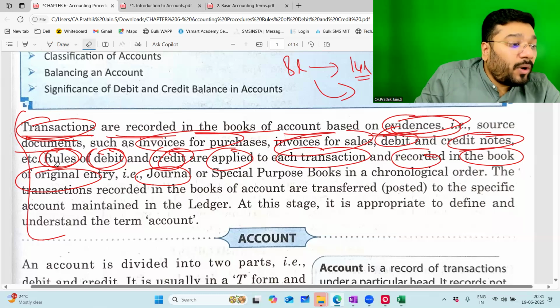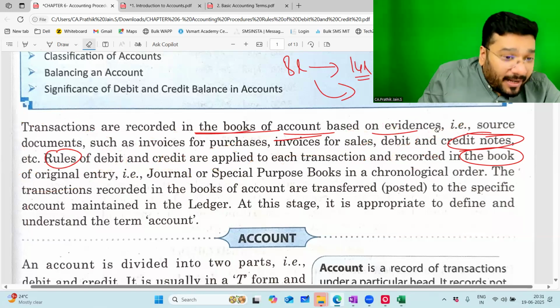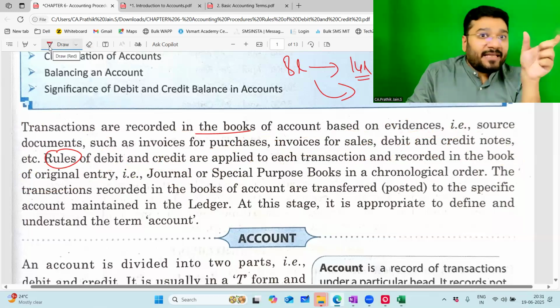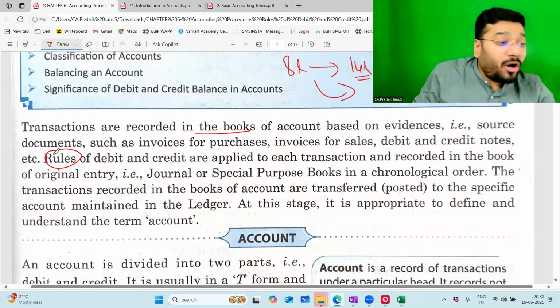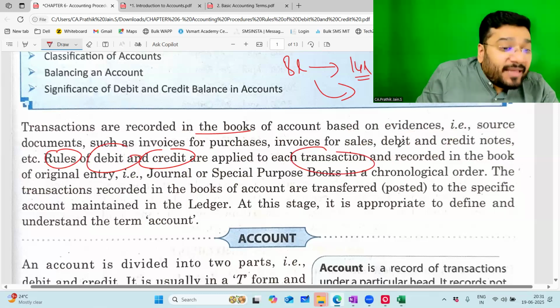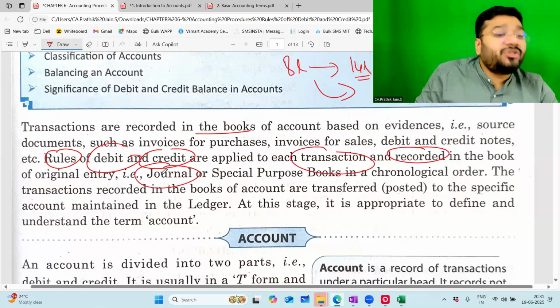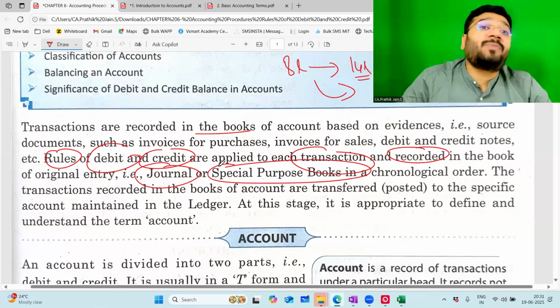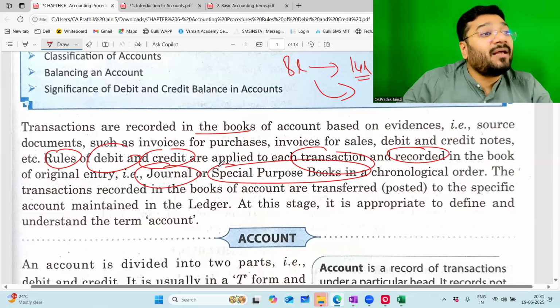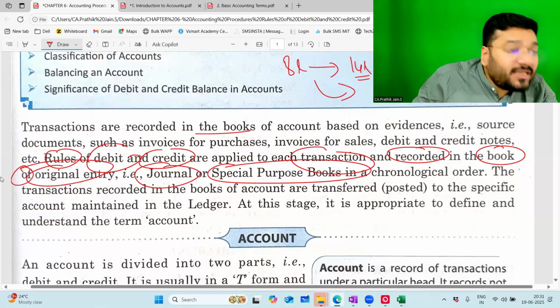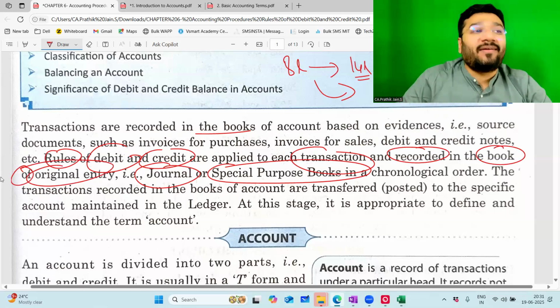Now, what is this paragraph saying? In the transaction, identify the accounts. Classify the nature of accounts. Apply the rule of debit and credit on each transaction so that we can record them in a book called the journal or in a book called the subsidiary book or special purpose book. Another name for subsidiary book is special purpose book. And both of these books are called the book of original entry. Book of original entry.